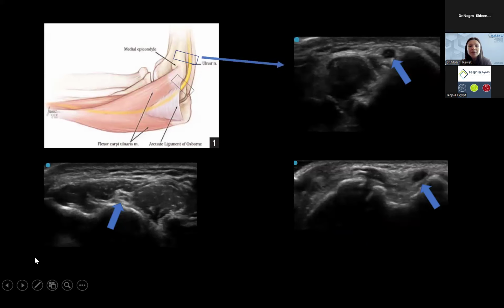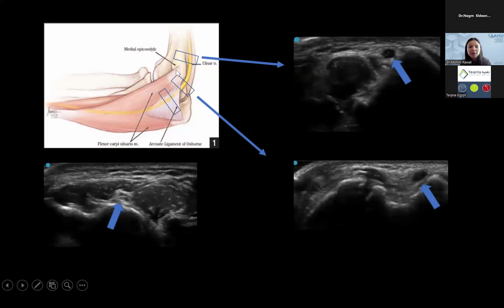So here we have three sites: retroepicondylar, at the medial epicondyle, and in the cubital tunnel, which is the area where the nerve is surrounded by the flexor carpi ulnaris. Retroepicondylar, you can see it goes slightly proximal to the medial epicondyle level, and you can see the nerve sitting just by the bone there.